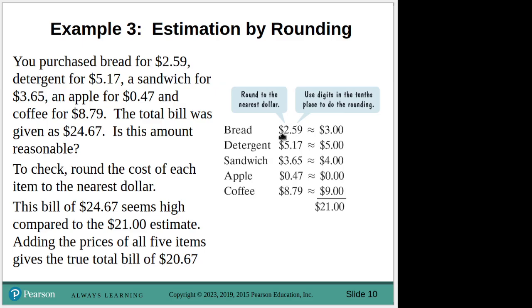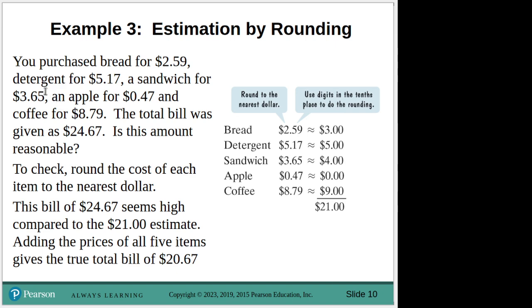So bread at $2.59 gets rounded up to $3. Detergent at $5.17 gets rounded down to $5. A sandwich at $3.65 gets rounded up to $4. An apple at $0.47 gets rounded down to $0. And coffee at $8.79 gets rounded up to $9. Well, 3, 5, 4, 9. Well, 3 and 5 is 8. 8 and 4 is 12. And 9 and 12 is 21. This is a way I keep track of stuff as I'm buying it.